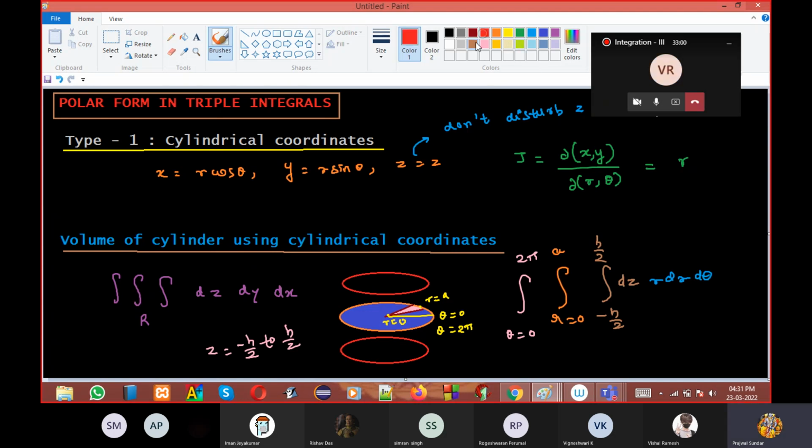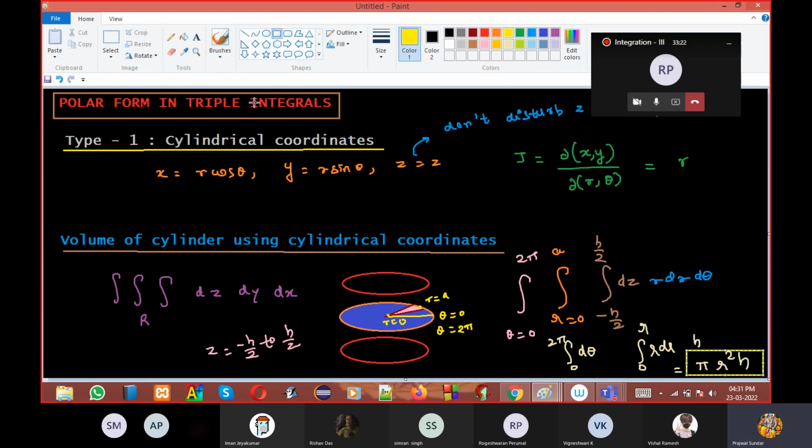Remember polar form. There we replace dy dx as r dr dθ. That's the only new thing I'm doing. So now I can do the integral 0 to 2π dθ, 0 to r dr, times h. We'll get the answer π r squared h. Do it and see.